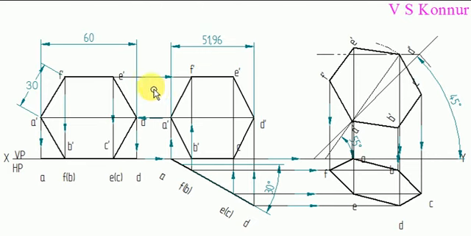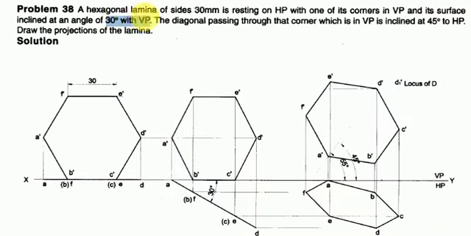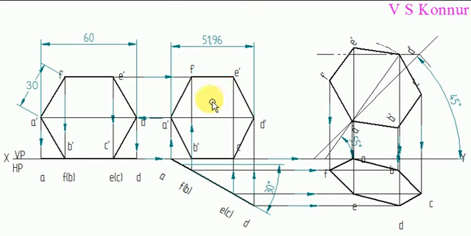Now, because of resting in VP, we should consider the VP angle at the beginning. The VP angle given in the problem is 30 degree to VP, so we should consider that 30 degree. Keep this A point on the XY line, keeping some distance from the first position. Mark the A point and take the distance from A to D.